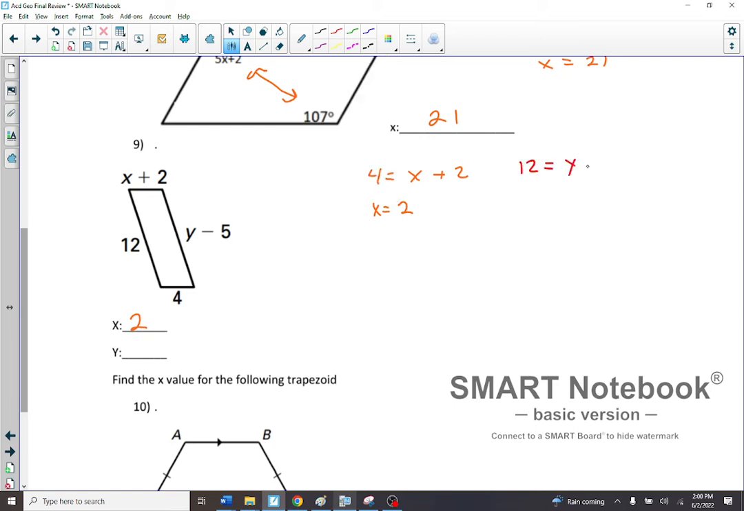12 equals y minus 5. Plus 5 on both sides. 17 equals y. So opposite sides equal each other. Opposite angles equal each other in a parallelogram.